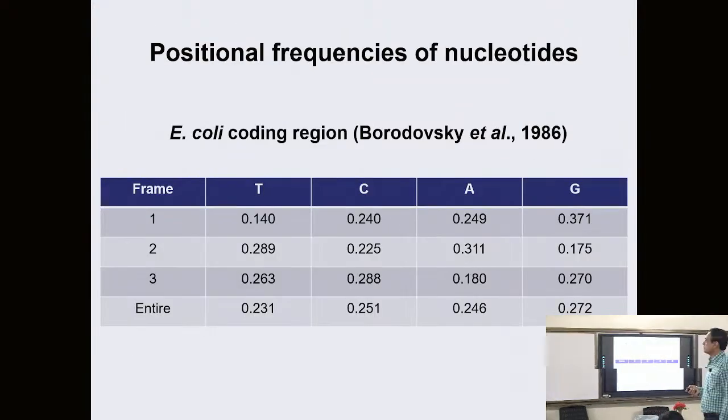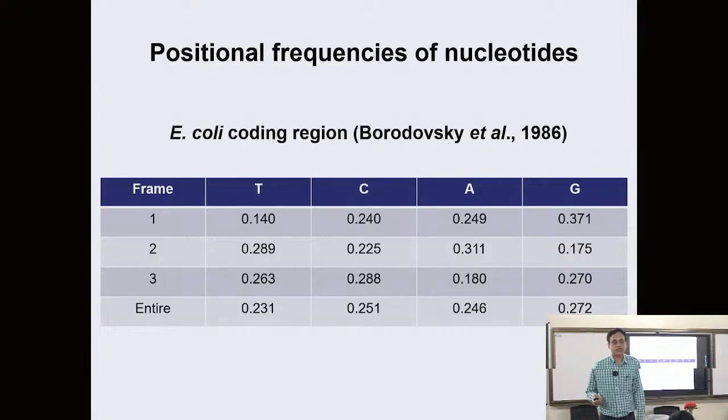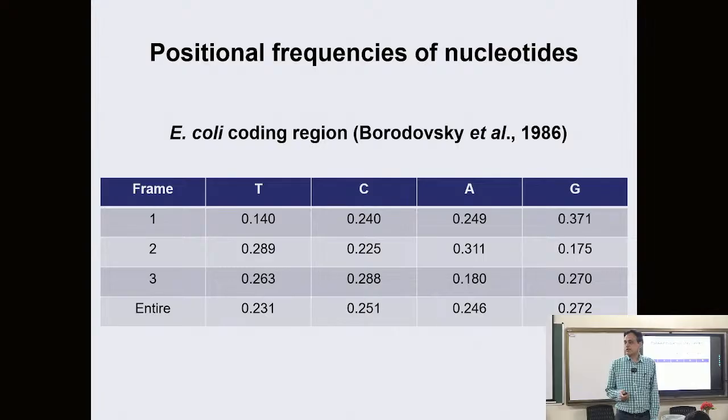Okay, so from 1986, Mark Borodovsky, at that time in undivided USSR, was a scientist in a university in Moscow, and he was examining the coding sequences of E. coli. There were only a handful of such sequences, and this is the pattern that he observed. So frame 1 indicates codon position 1.